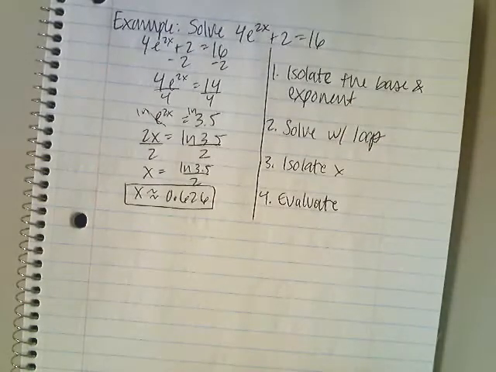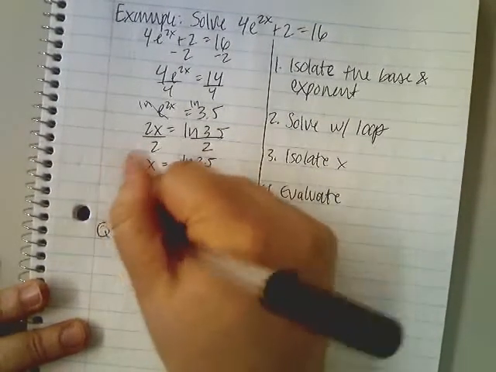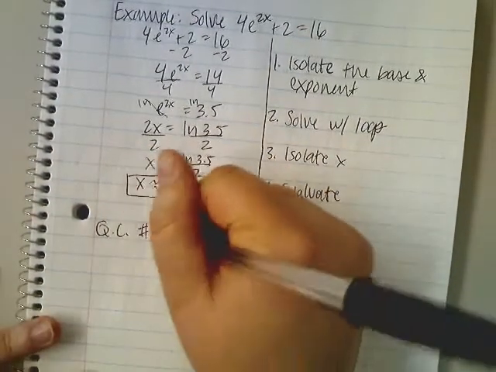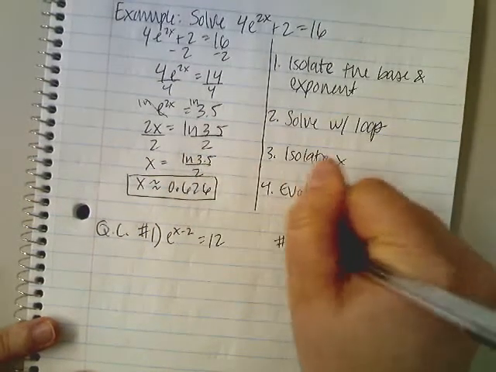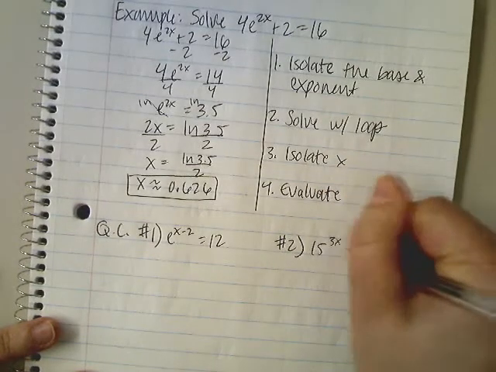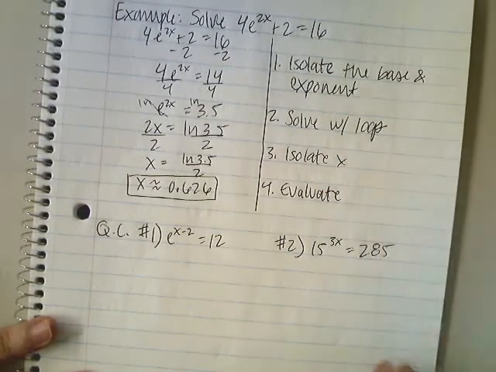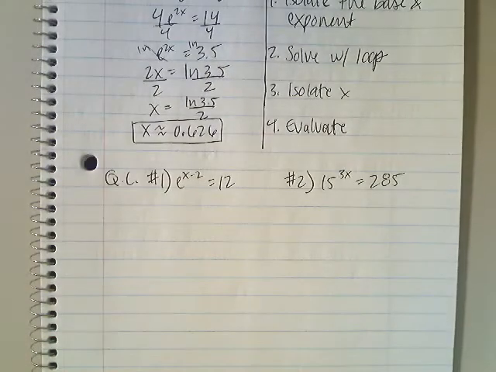So let's do two quick checks here. So I'm going to do quick check 1 and quick check 2. I have e to the x minus 2 equals 12, and 15 to the 3x equals 285. So try those both out. I'm going to go over them now.